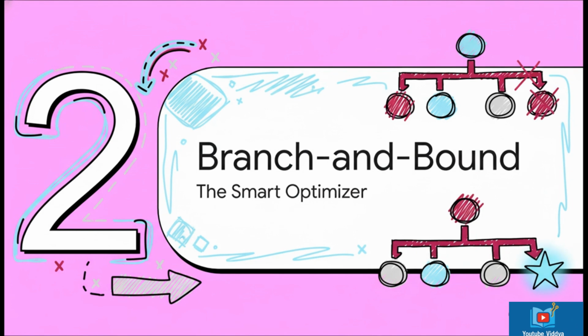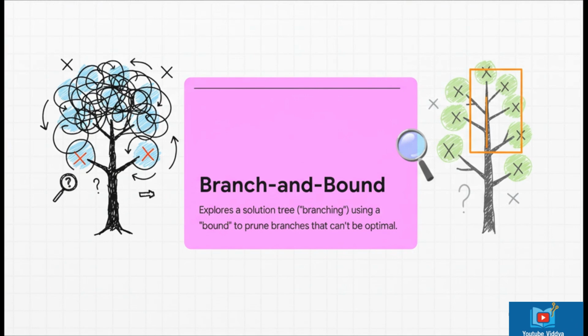So if backtracking is our systematic explorer, then branch and bound is the super smart optimizer. It's built from the ground up for optimization problems, where finding just any old answer is a failure. You need the absolute best. The name pretty much tells you everything you need to know. It branches out, exploring a tree of possible solutions, a lot like backtracking does.